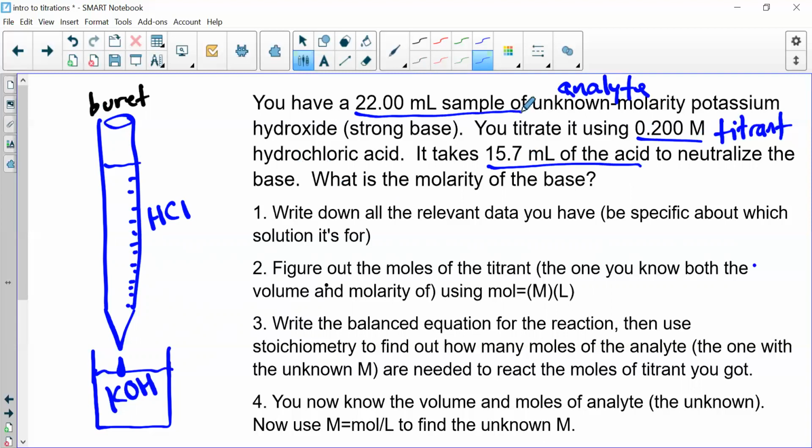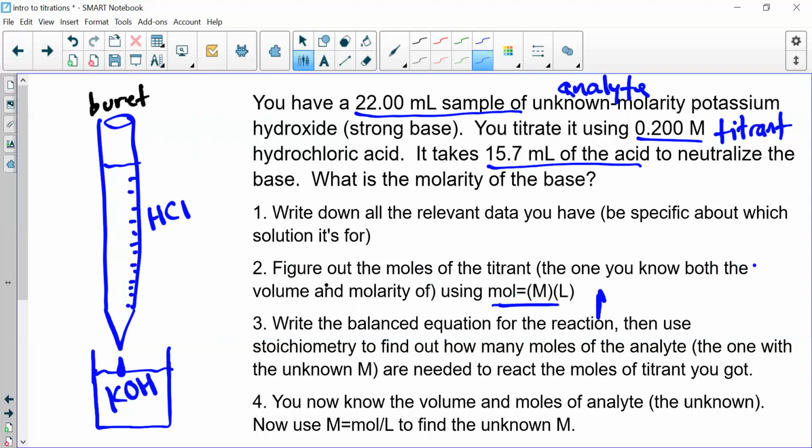So to solve this problem, step 1, you want to write down all the relevant data you have and be specific about what solution it's for. Don't just say V equals 22.00 milliliters, because it's volume of what? There's 2 solutions here. Number 2, figure out the moles of the titrant, the one you know both the volume and molarity of, using this formula. Now this isn't a new formula.